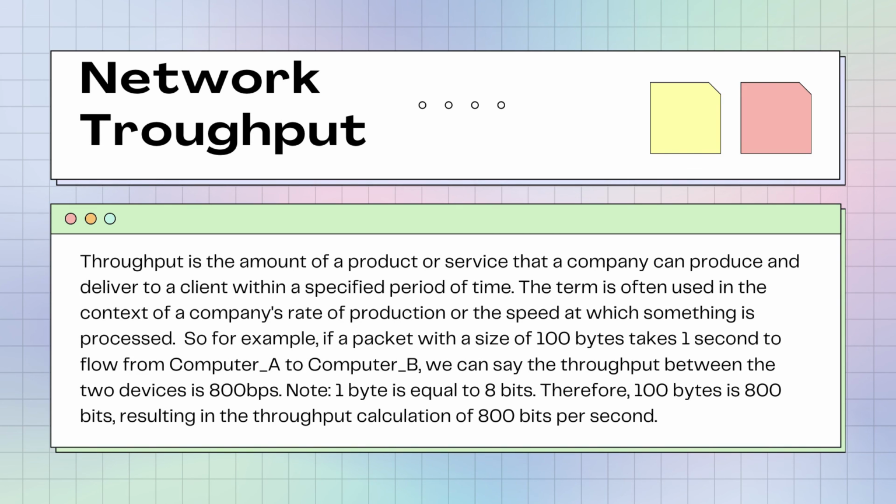The second is network throughput. Throughput is the amount of a product or service that a company can produce and deliver to a client within a specific period of time. The term is often used in the context of a company's rate of production or the speed at which something is processed. For example, if a packet with a size of 100 bytes takes 1 second to flow from computer A to computer B, we can say that the throughput between the two devices is 800 bps. 1 byte is equal to 8 bits, therefore 100 bytes is 800 bits, resulting in the throughput calculation of 800 bits per second.